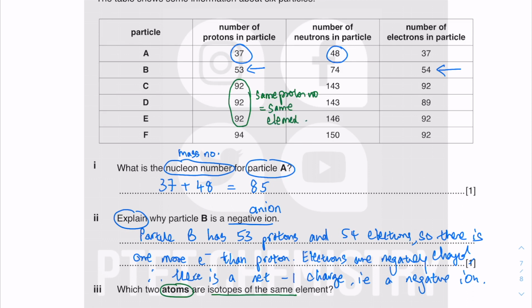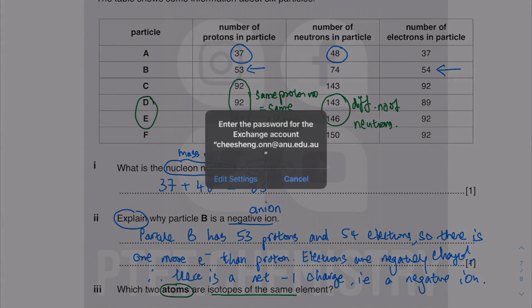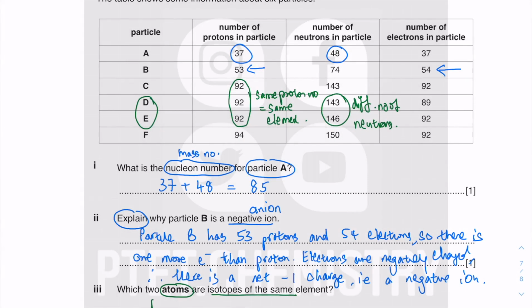But we are looking for different numbers of neutrons. So C and D are not isotopes because they have the same number of protons and the same number of neutrons. But D and E have the same number of protons but different numbers of neutrons. So D and E are what we are looking for.